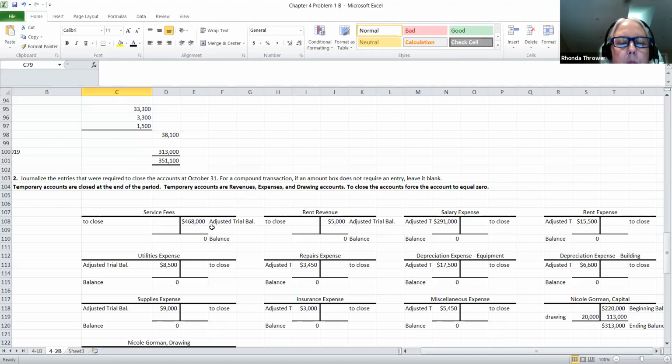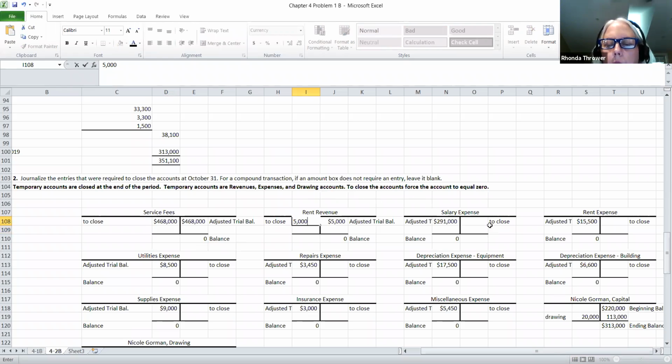To close out an account, you would simply do the opposite of whatever the balance is in that account. So revenue has a normal credit balance. To close it, we would debit it. We're going to debit it for the same amount that is in the credit side as our balance. And when we do that, it's going to reduce the balance in this account to 0. To close out our rent revenue, we do the same thing. We debit the $5,000 to get it to a 0 balance.